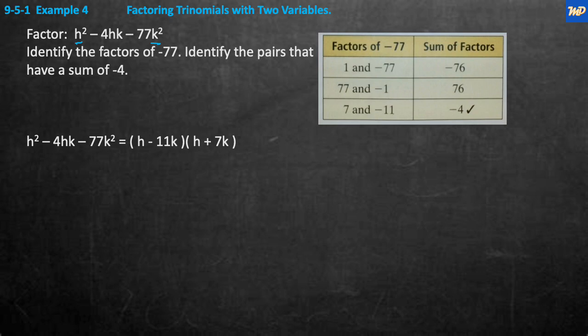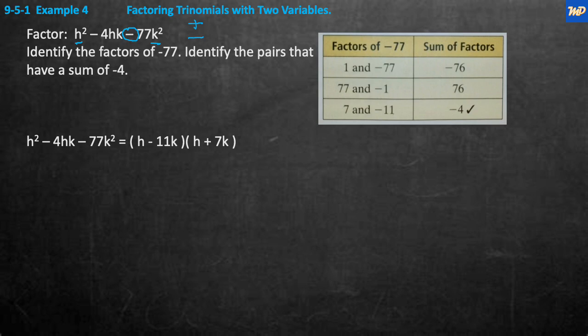And just like before, we can start right off. We know that we're going to have a positive and a negative because you need a positive and a negative to get a negative right here. You cannot get a negative here without having a positive and a negative. 2 positives will give you a positive. 2 negatives will give you a positive. In order to get a negative, you have to have a positive and a negative. And it doesn't matter which one. You just have to have them. So however we decide to switch them around for the middle term is irrelevant to this 77k squared.